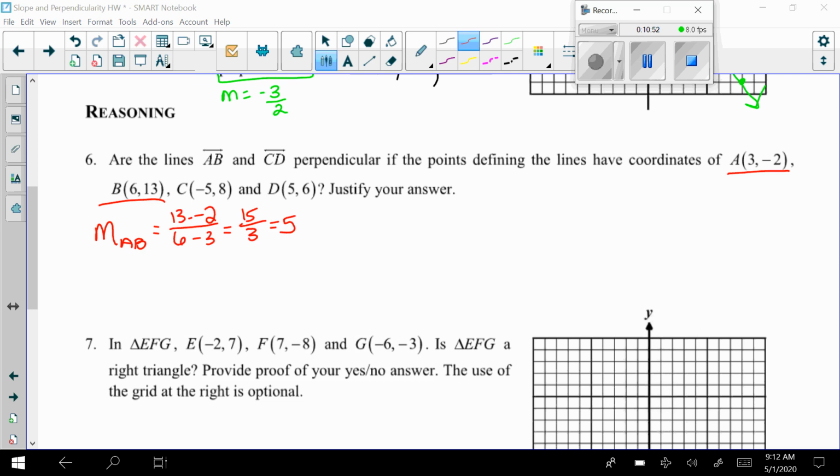Okay, I got 5 is my answer with the change in y's over change in x's. So check your math if you didn't do that right. So now I'm going to do CD. You guys should do the same.